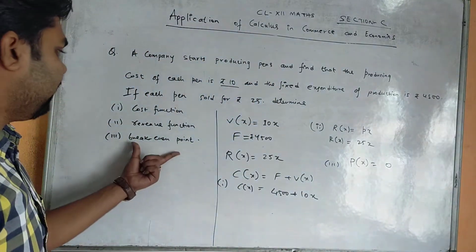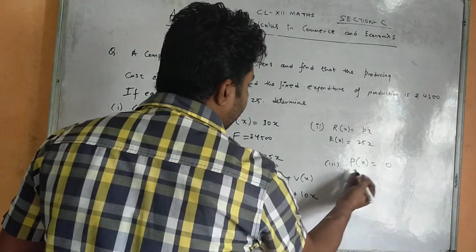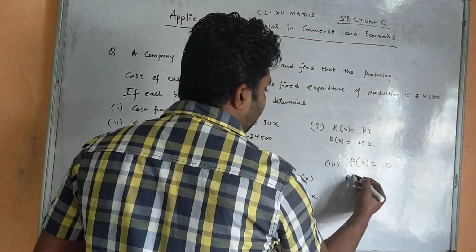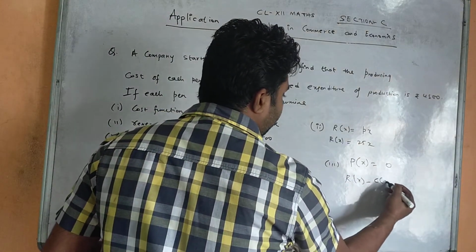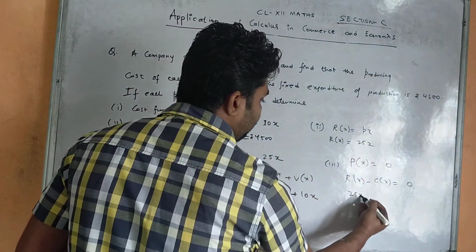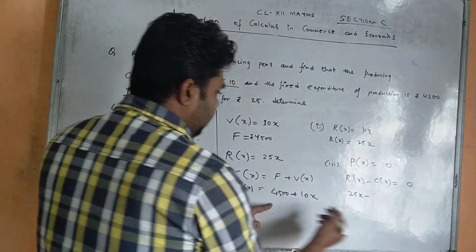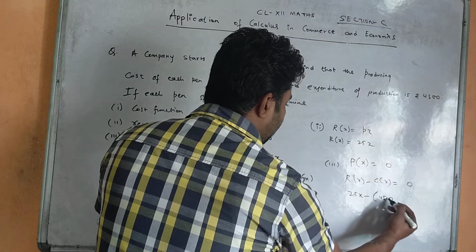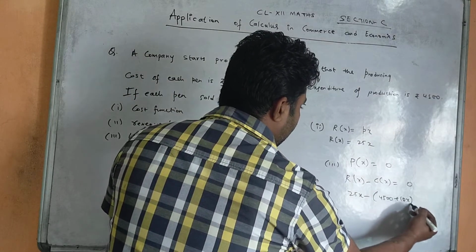This is called break even point condition. Now Px equals Sp minus Cp. Sp means the revenue function, minus cost function, equals 0. Now what revenue function did we get here? 25x, minus cost function, we got here 4500 plus 10x, equals 0.